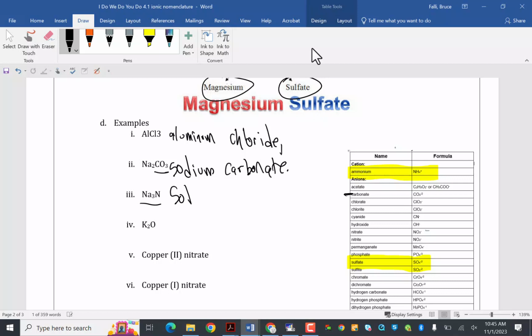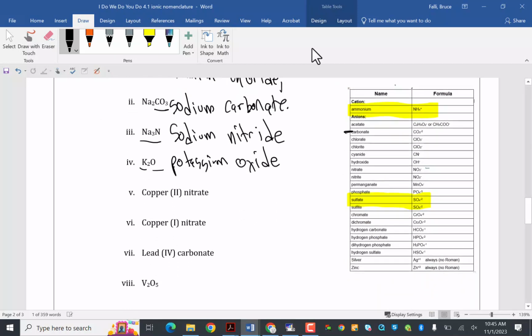Na is sodium. And then nitrogen is what I'm thinking, but I got to make it sound ide, nitride. K is potassium. And oxygen, it's got to end in ide, oxide. Copper 2 nitrate is going to be copper plus 2. This 2 means it's plus 2. Nitrate.